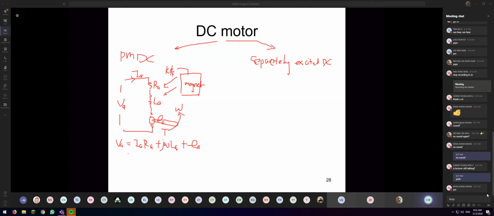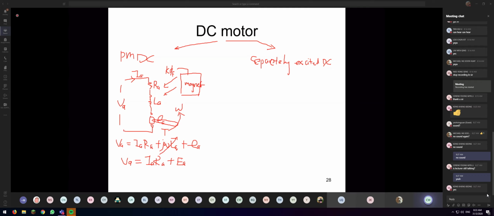But when the motor is running at the steady state, your inductor value sees no changes in the voltage, so the inductive component will be terminated, so that your VA can now be rewritten as VA equal to IA RA plus the back EMF. I use capital letters to represent the steady state operation.